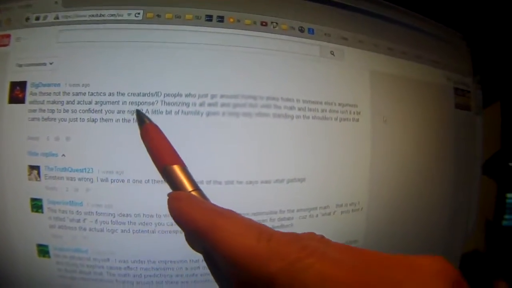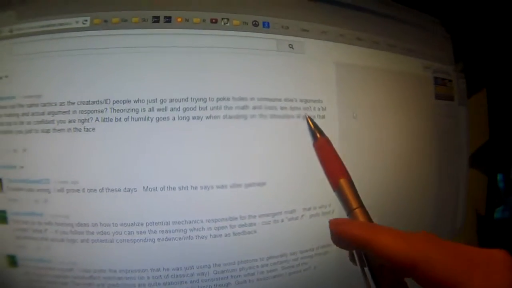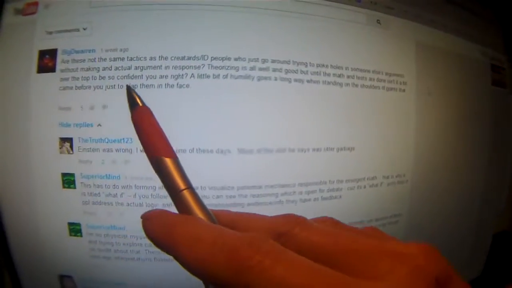Yeah, something like that. Without making an actual argument in response. So again, this is what you would draw. You would say this isn't an actual explanation or an actual argument. Come on. Theorizing is all well and good, but until the math and tests are done, isn't it a bit over the top to be so confident you are right?